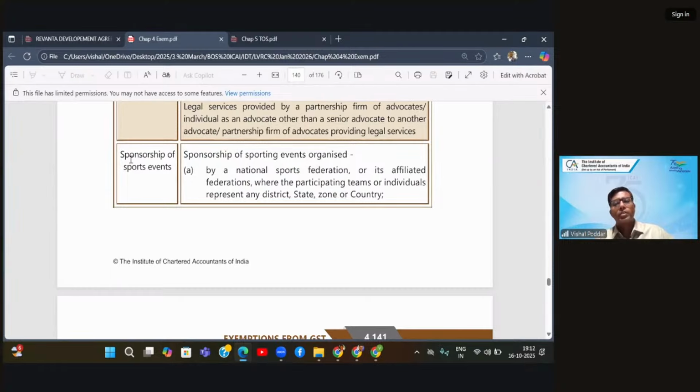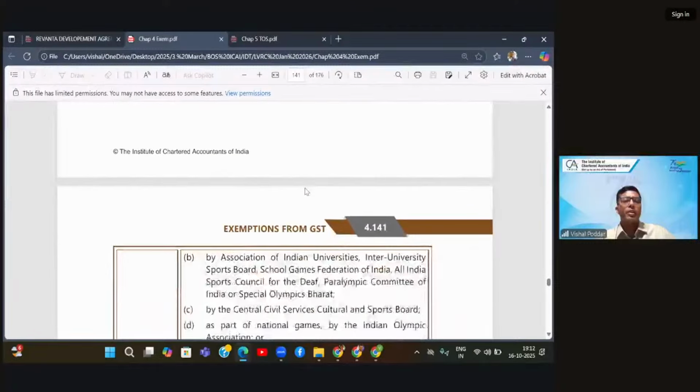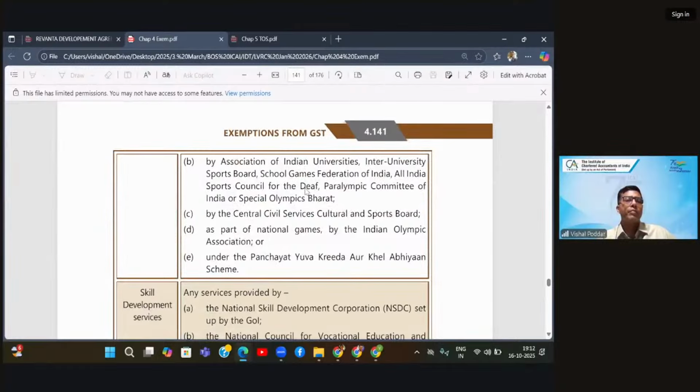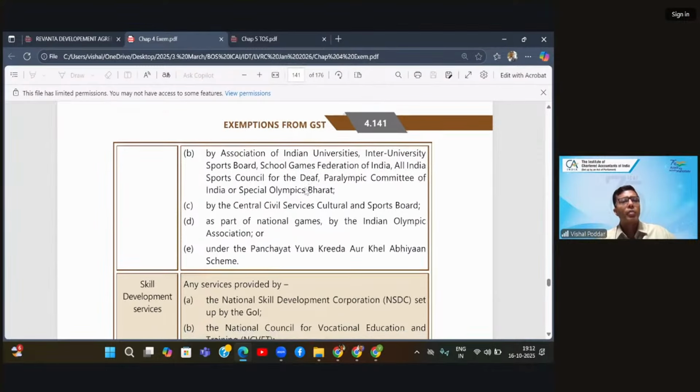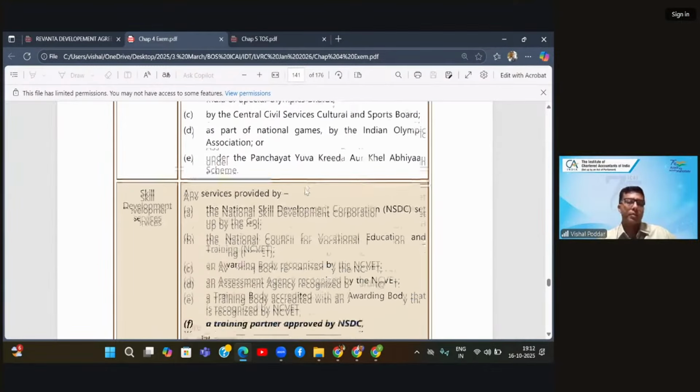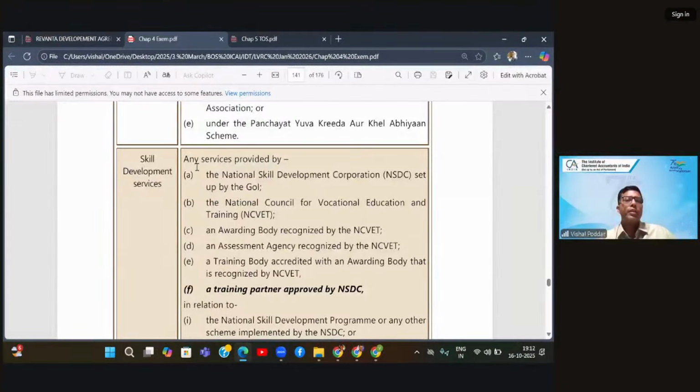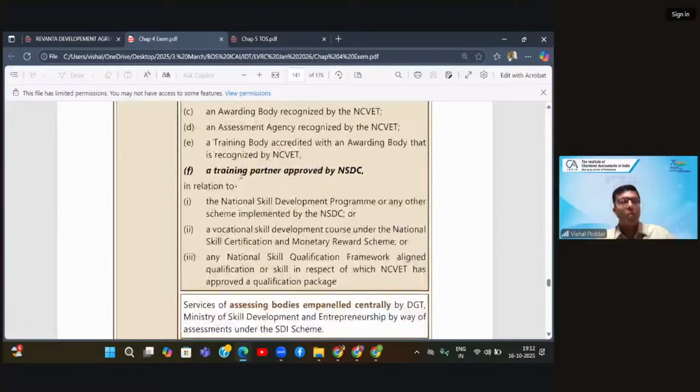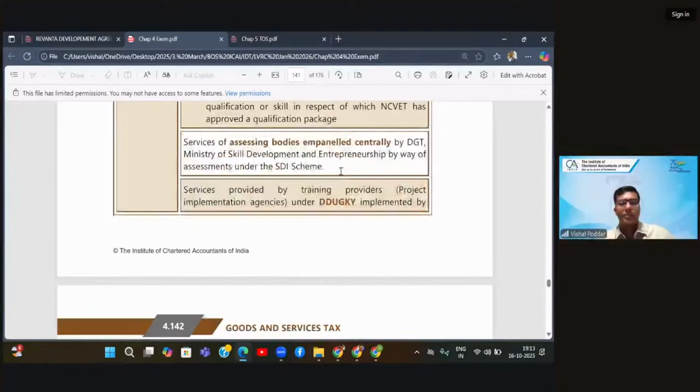Next, sponsorship of sporting events which are under one of these banners. That is, if they are covered in any of these categories, then the sponsorship to such events is exempt. Similarly, where we are providing services relating to what? Skill development. Now, who are we? We are one of these bodies or we are a trainer approved by these bodies. Then whatever is our fees which we charge for the purpose of skill development, that is what is exempt.